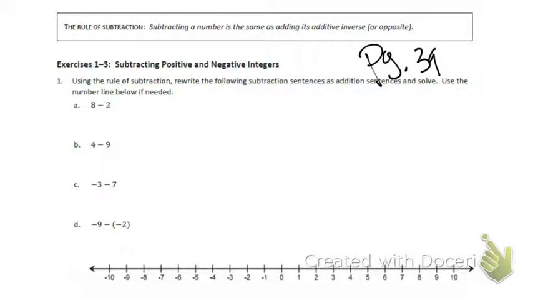So, recall what we talked about yesterday. Right here says the rule of subtraction. Subtracting a number is the same as adding its additive inverse or opposite. Remember, additive inverse is just another word for opposite. So let me read that one more time. Subtracting a number is the same as adding its opposite. So if you remember what we did for all our subtraction problems yesterday, we rewrote them as addition sentences or addition problems, and then we got our answer.